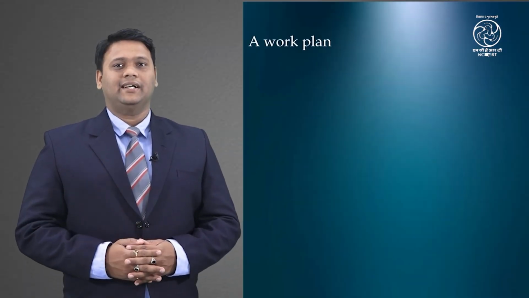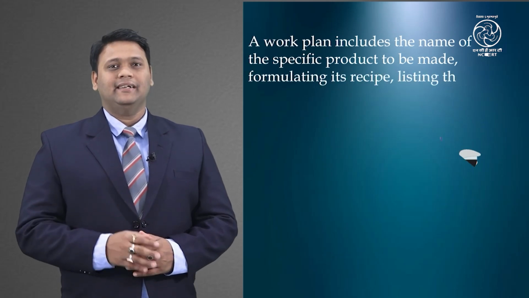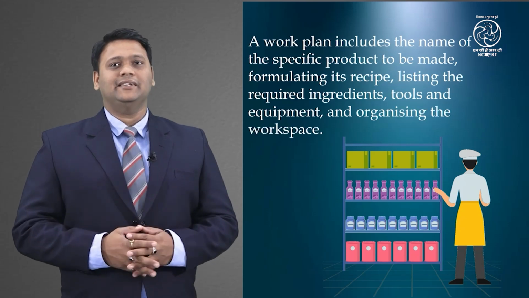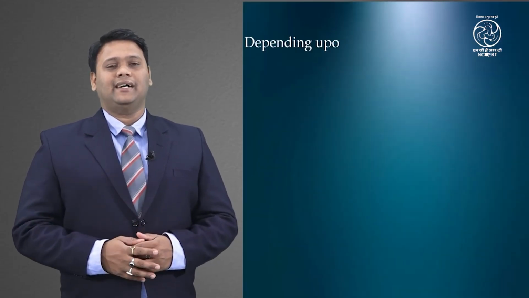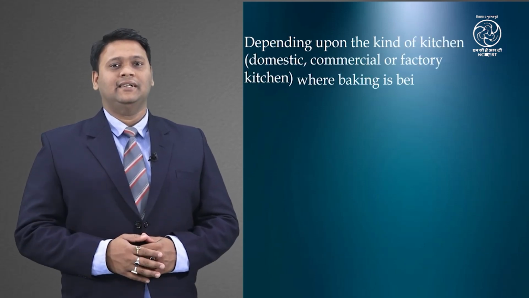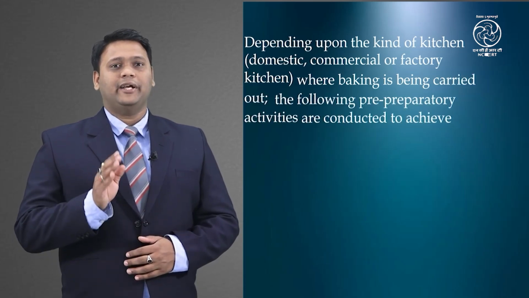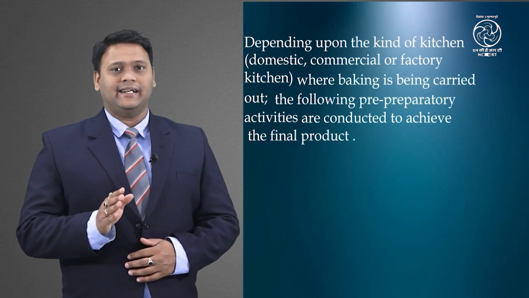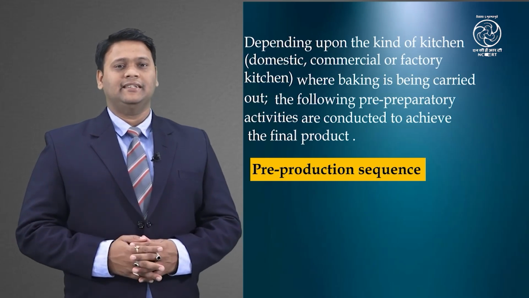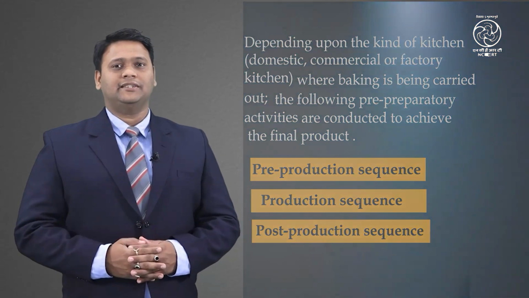A work plan includes the name of the specific product to be made, formulating its recipe, listing the required ingredients, tools and equipment, and organizing the workspace. Depending upon the kind of kitchen, that is domestic, commercial or factory kitchen, where the baking is being carried out, the following pre-preparatory activities are conducted to achieve the final product. First is the pre-production sequence, second is the production sequence, and third is the post-production sequence.